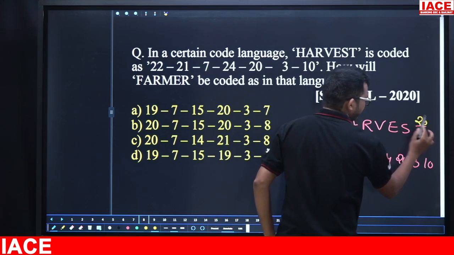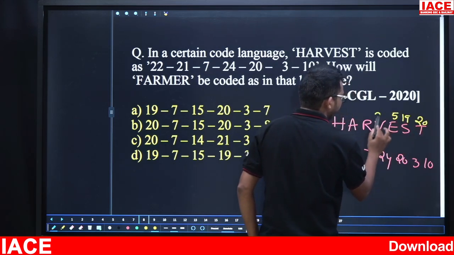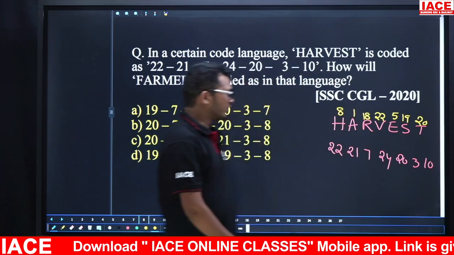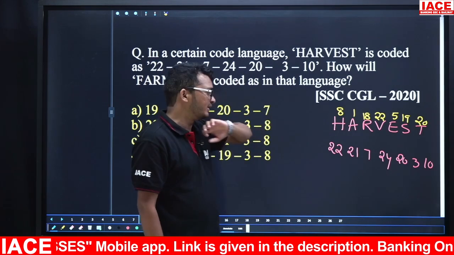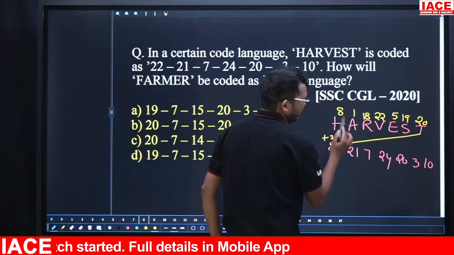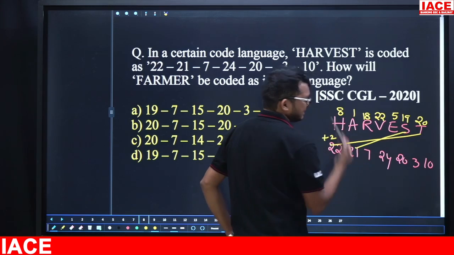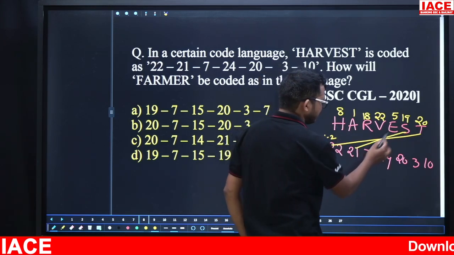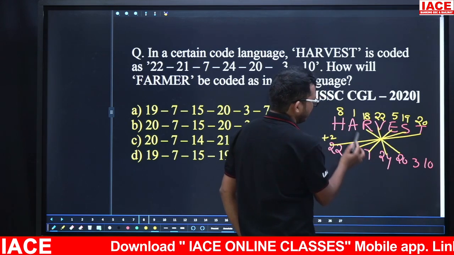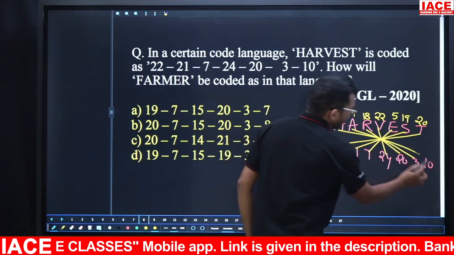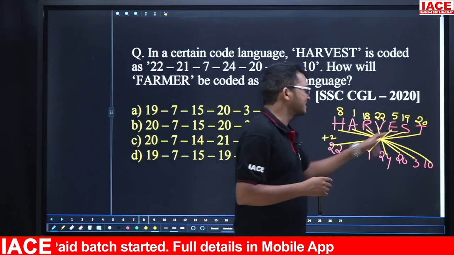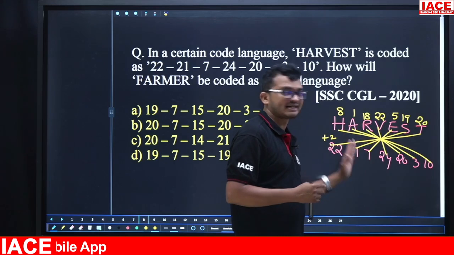T's face value is 20, S is 19, E is 5, V is 22, R is 18, A is 1, H is 8. Now if we take face values, we can get the logic. Here they given 20 for T, but here they given 22, that means plus 2. Next, S is 19, they gave 21, plus 2. E is 5, they gave 7, plus 2. V is 22, plus 2 is 24. R is 18, plus 2 is 20. A plus 2 is 3. H plus 2 is 10. So the simple logic is plus 2 but reversed: the last letter comes first, the second last comes second, like this.